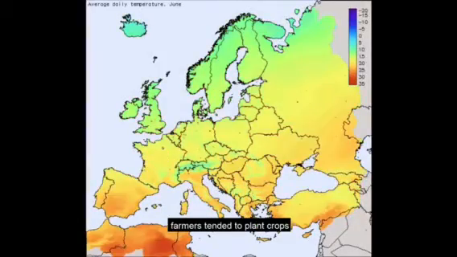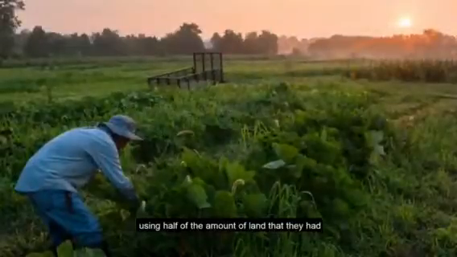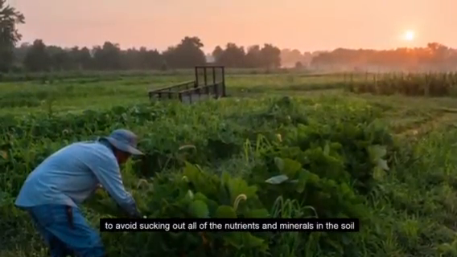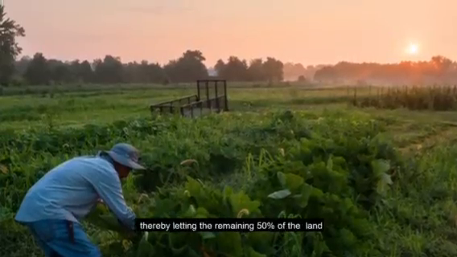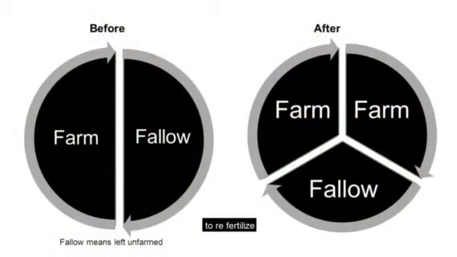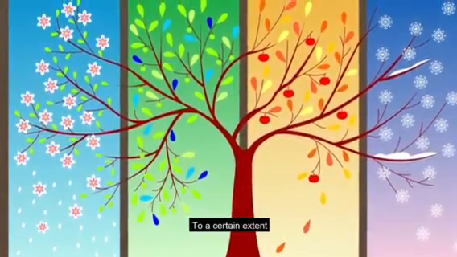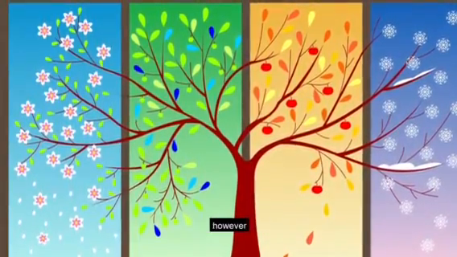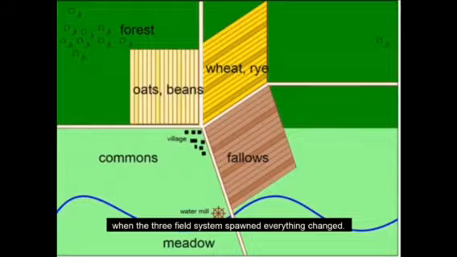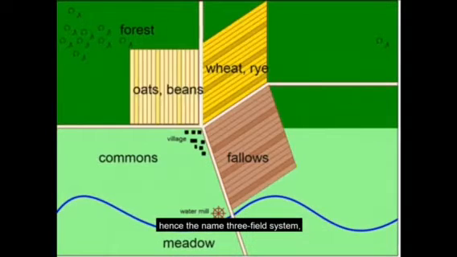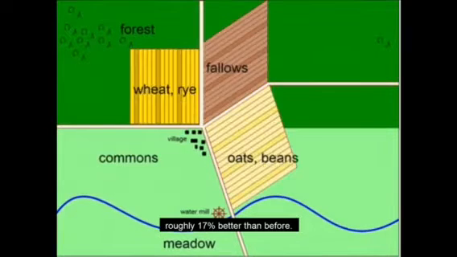So here, farmers tended to plant crops using half of the amount of land that they had to avoid sucking out all of the nutrients and minerals in the soil that promoted healthy plants, thereby letting the remaining 50% of the land refertilize and recover itself for the next season of cultivation. To a certain extent, this was successful. However, when the three-field system spawned, everything changed. Farmers using this method would now divide up their land into 3 parts, hence the name three-field system, and rotate one piece of land at a time, which theoretically increased the efficiency by 67%, roughly 17% better than before.